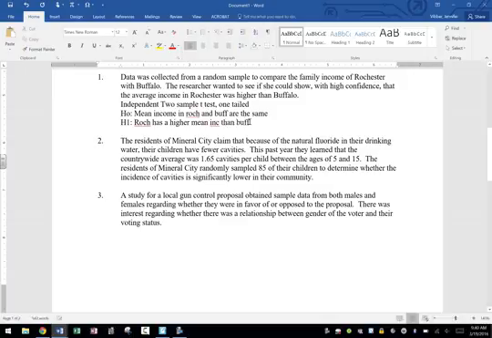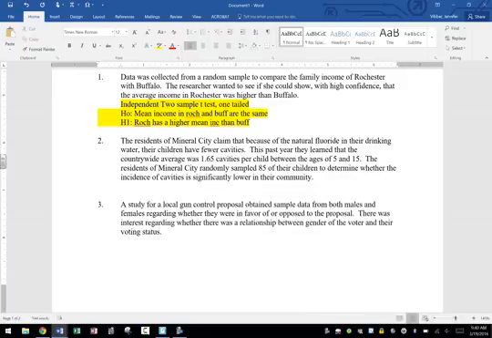And that's that. All right, so we have the residents of Mineral City claim that because they have natural fluoride, they have fewer cavities. Last year, they learned that the countrywide average was 1.65, and they sampled 85 children and determined if it was less than that or not. So this time, we're only going to sample one group. We have a known mean of 1.65, and we're sampling one group to see if theirs is less than 1.65. So this is going to be a one-sample t-test.